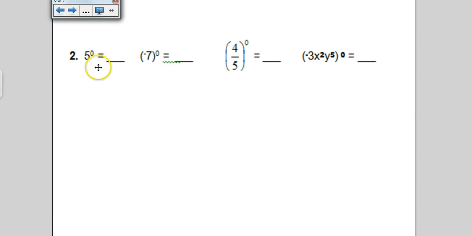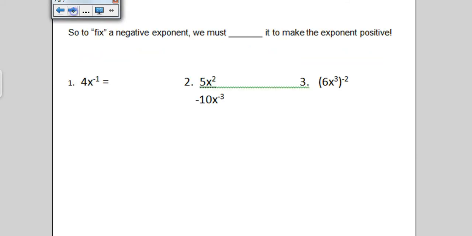Okay, this next section should take you a split second. Anything to the 0 power is 1. So you're a 1, you're a 1, you're a 1, and you're a 1. Easy. Alright, let's talk about fixing these negative exponents. And remember the rule is we need to flip them to make the exponent positive.